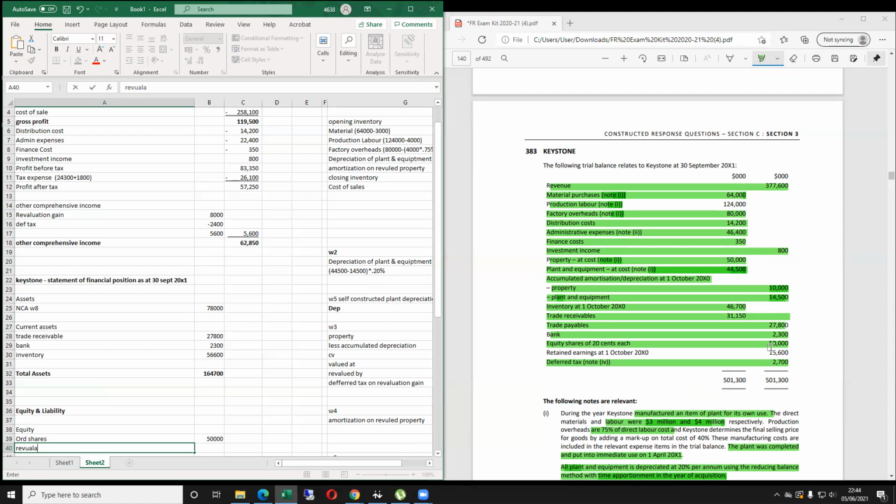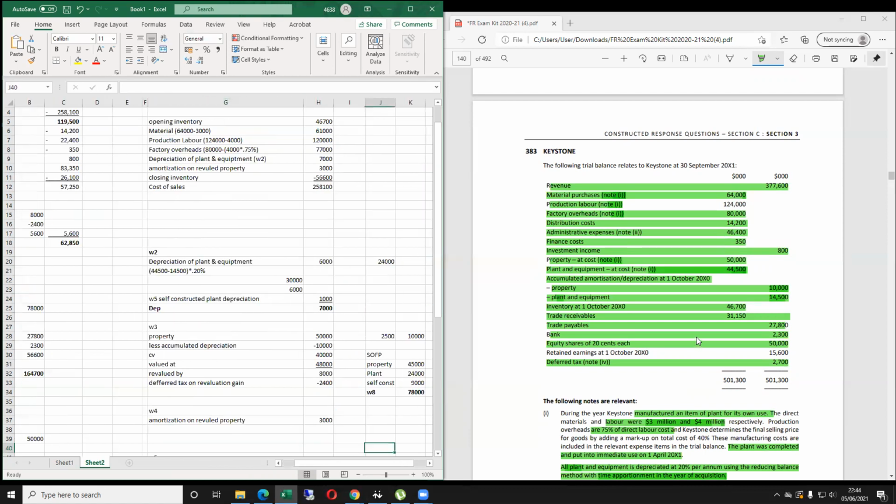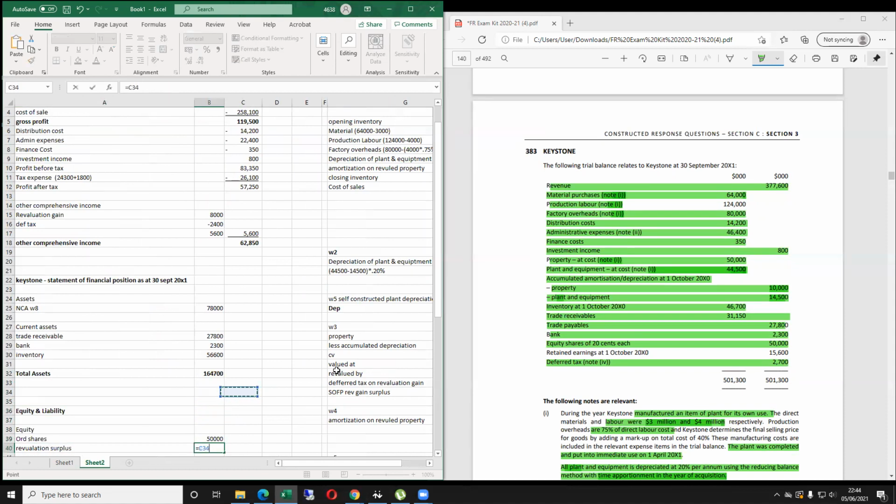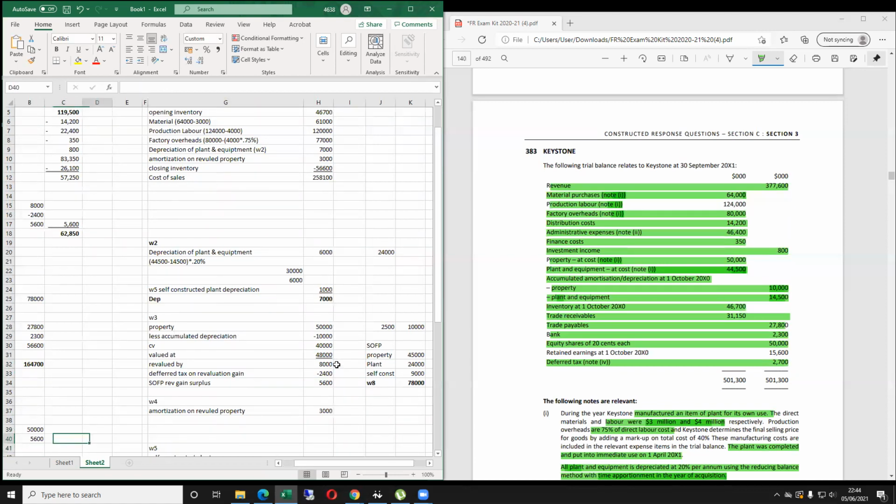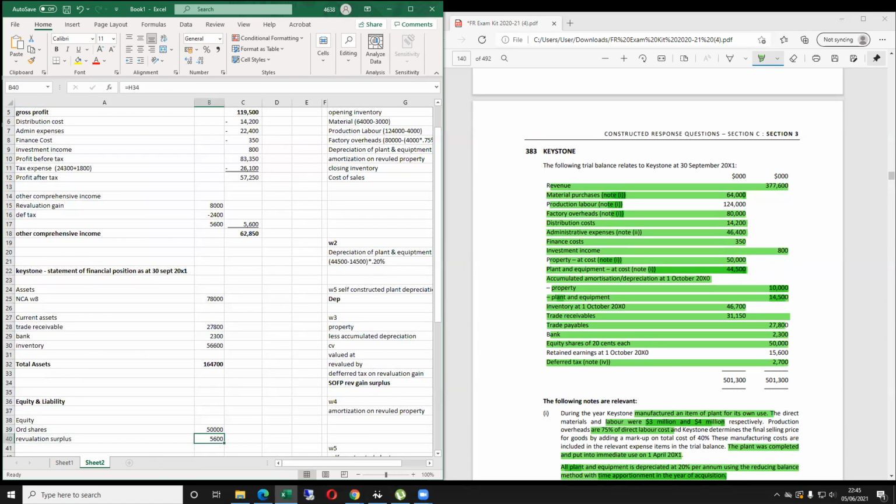Revaluation gain or revaluation surplus. How much was it after deducting the tax? I'll show you. Where is 8,000? See, this is our 5,600. This is SOFP, revaluation surplus, because I'll show you. This 8,000 was surplus. Remember, 8,000 was revalued. 40,000 then revalued to 48,000, and we paid tax. If you take this, after tax we still have 5,600. This is our surplus, and the value is coming from this. Revaluation surplus done.